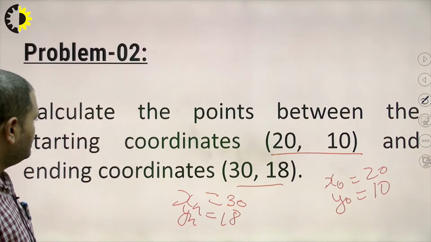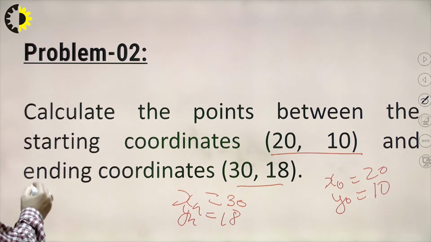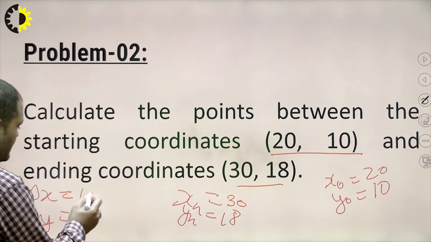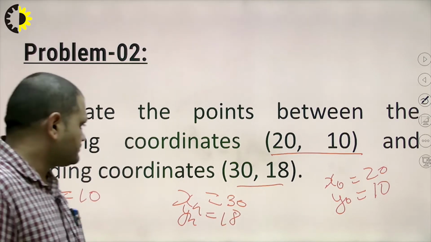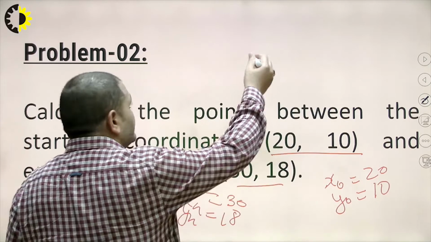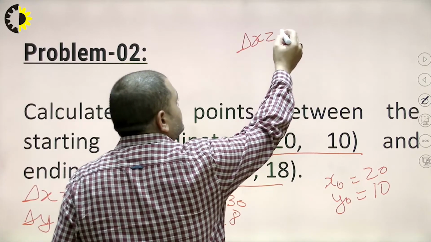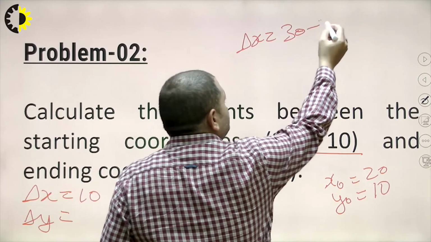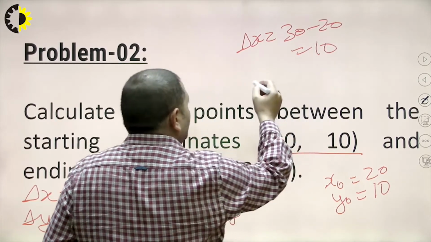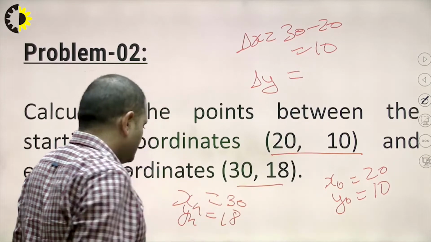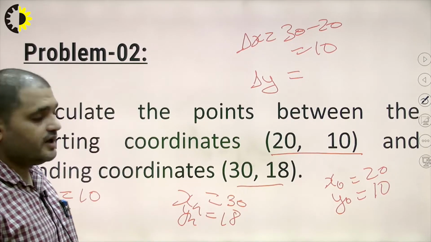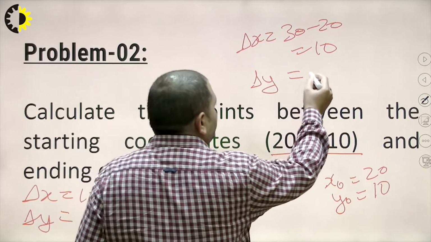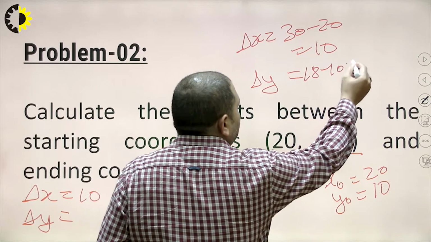So this was the problem. Here we can easily calculate del x and del y. The value of del x will be 30 minus 20, that is 10, and the value of del y will be 18 minus 10, that is 8.